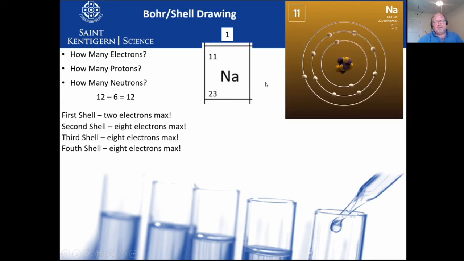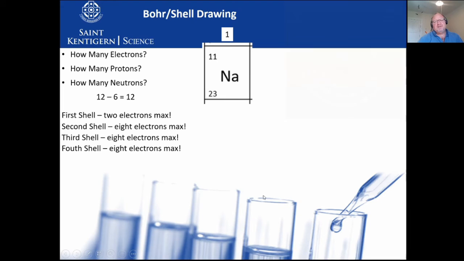Sodium, okay, for salty times, we have sodium. Its atomic number is 11. How many protons? 11. How many electrons? 11. How many neutrons? Oh, take the big one minus the small one. 23 minus 11 is 12. So we're going to have 12 neutrons. 1, 2, 3, 4, 5, 6, 7, 8, 9, 10, 11, 12.